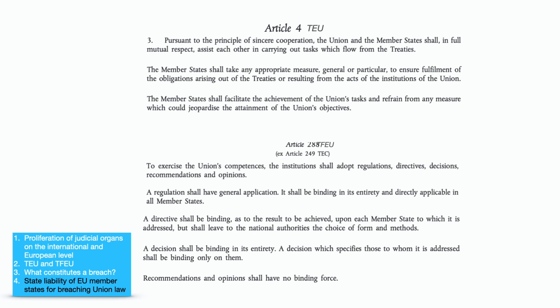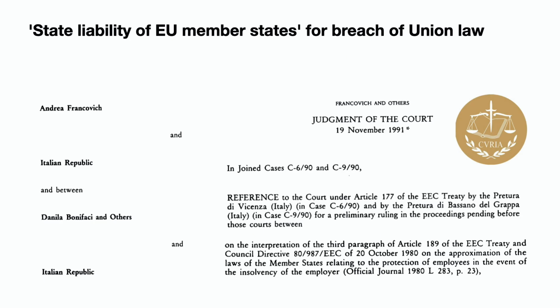State liability for breaching Union law is a remedy developed by the European Court of Justice based on the general obligations in Article 4, third paragraph of the Treaty on European Union and Article 288 of the Treaty on the Functioning of the European Union to comply with Union law. There are possibilities for individuals to sue a member state for loss caused by a breach of Union law. The state liability principle was established first in the case of Francovich.